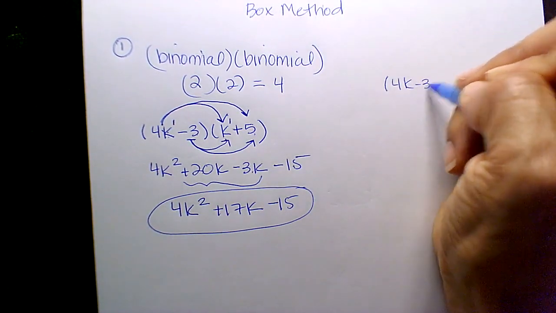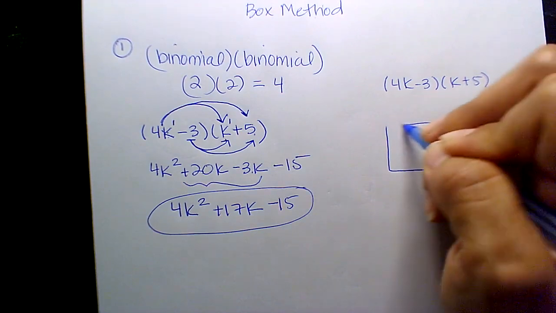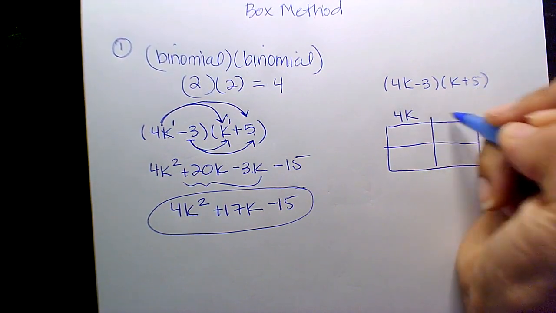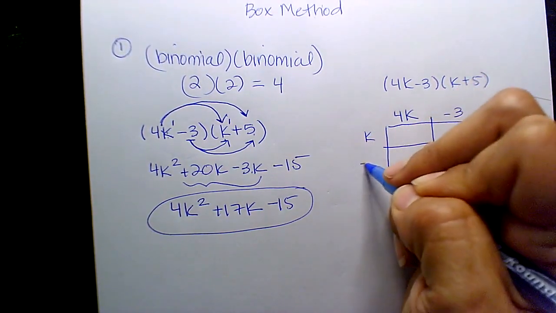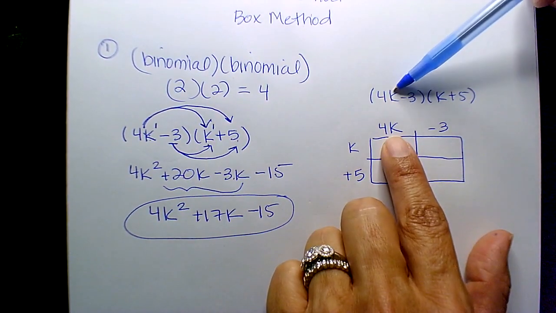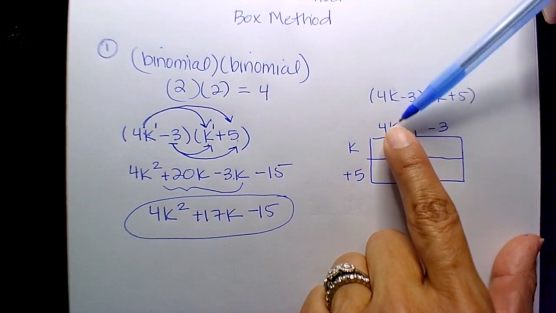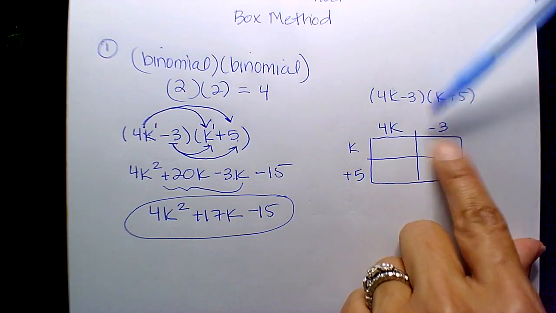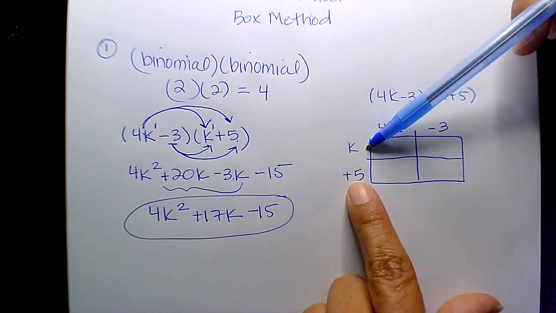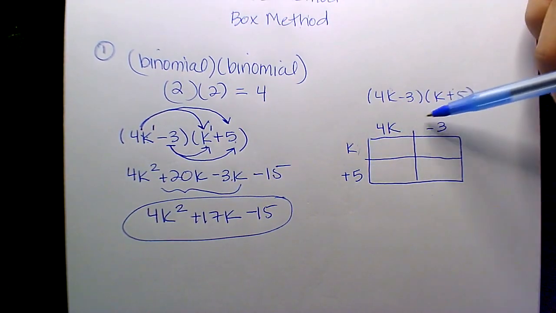Okay, so then what's box method? If you choose the box method, it's a graphic organizer to ensure that you don't accidentally leave off a term. So each term gets placed in a row and in a column. So for instance, the first binomial, I put 4k minus 3, so there's 2 columns because there's 2 terms. Here, k plus 5, 2 rows because 2 terms, right? It doesn't matter if this was 4k minus 3 and this is k plus 5.